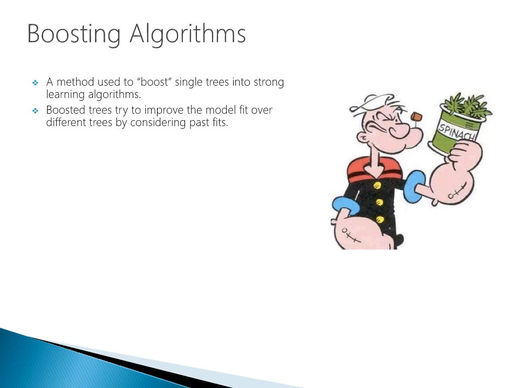Okay. And what boosted trees are trying to do is improve the model fit over different trees by considering past fits. So a tree grows and it lives its life, and it does certain things very well. Then this tree dies and is replaced by another tree. And this tree, in a sense, has learned what worked well for the last tree and what didn't work well, and it's incorporating that knowledge into the way that it's being built.